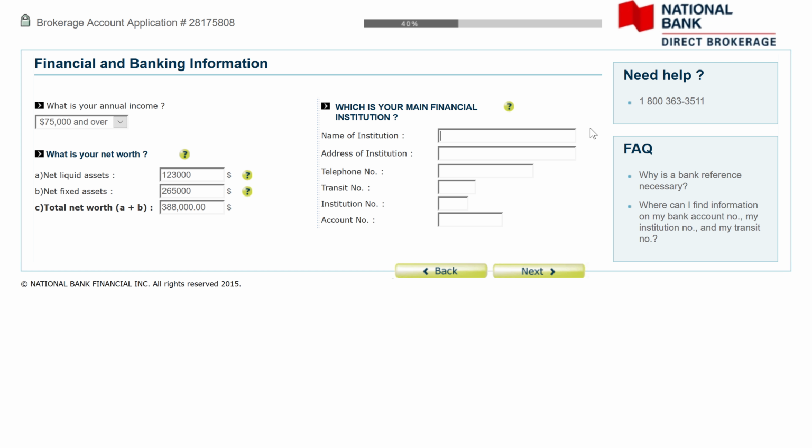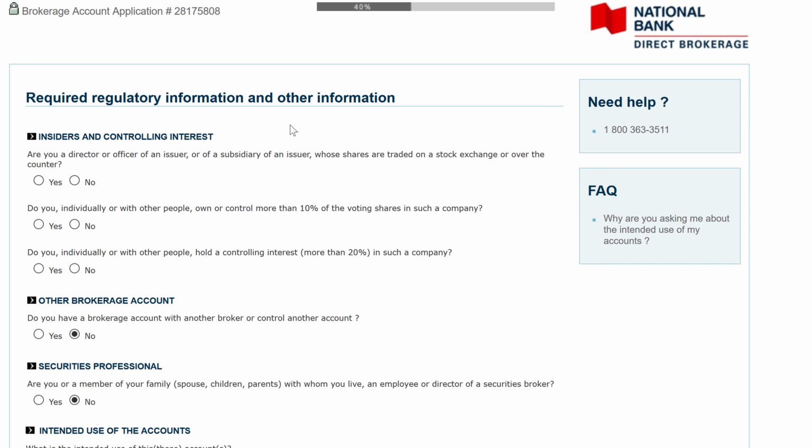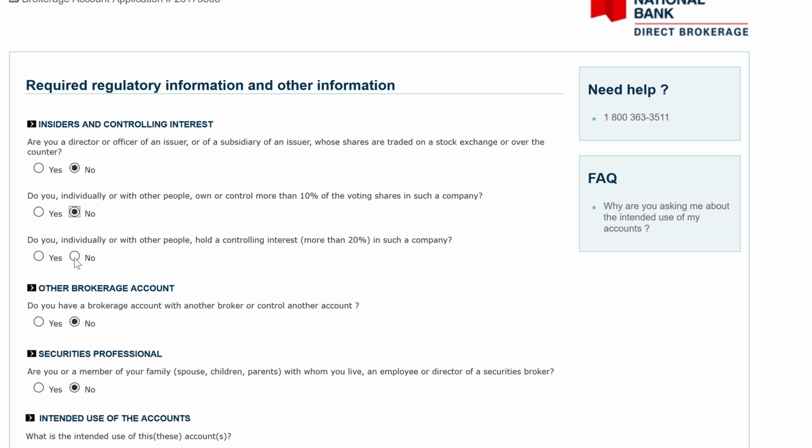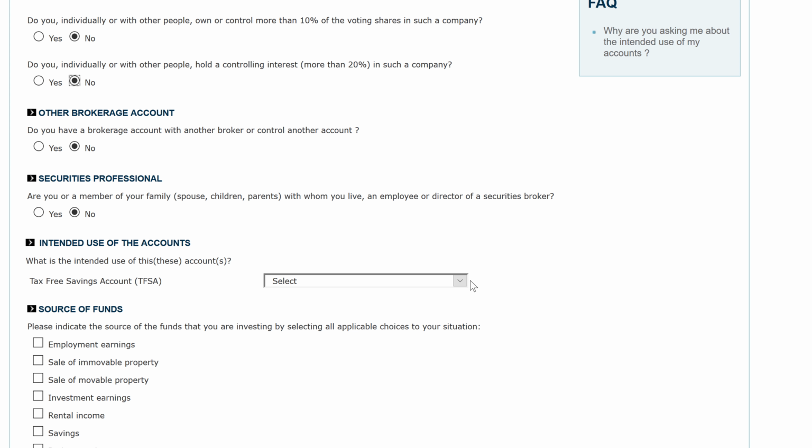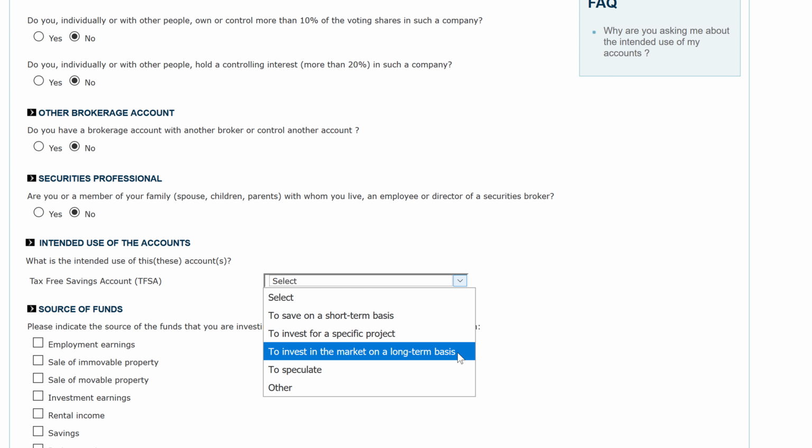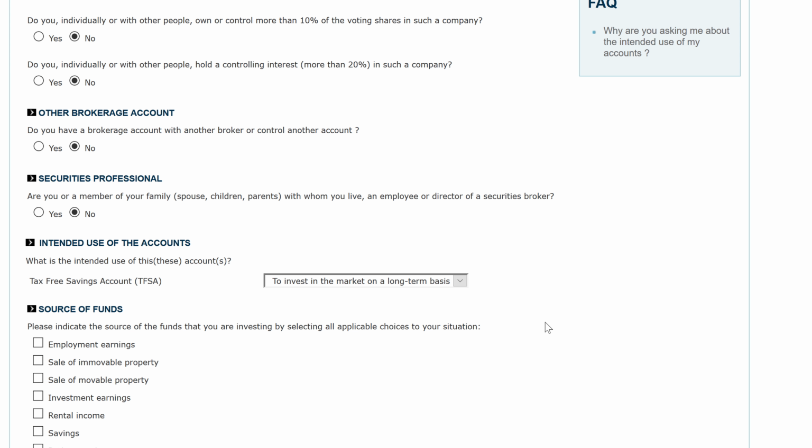You must then provide the information of your main bank account. The bank account you enter here will be the account that can be used to transfer money from and to your brokerage account. Note that incoming or outgoing fund transfers are free of charge. For the regulatory information section, you must answer yes or no to all 3 questions. You are then asked to indicate the intended use of your accounts. Please note that NBDB does not validate if your transactions are related to your investor profile.